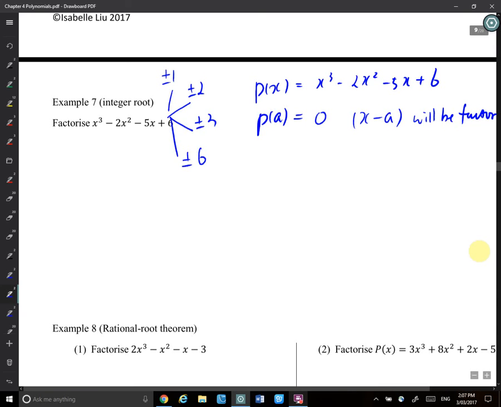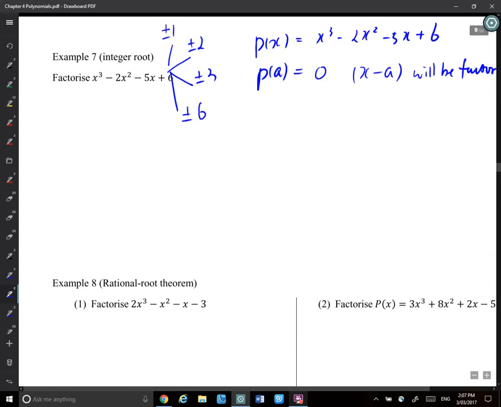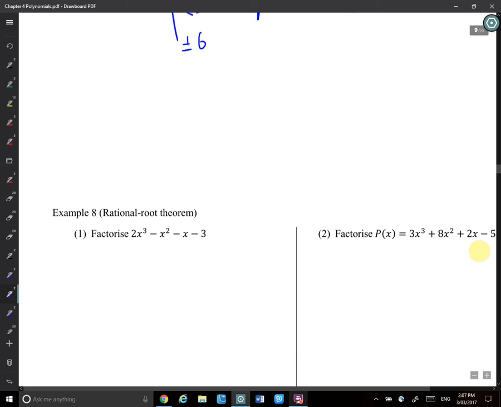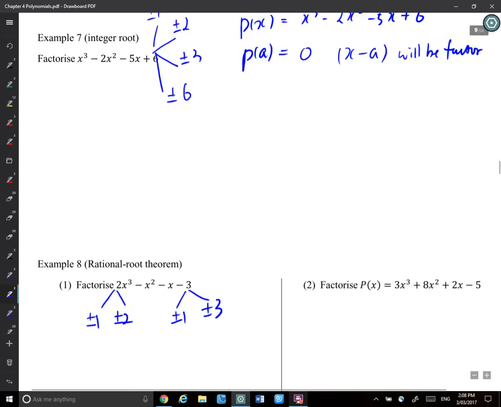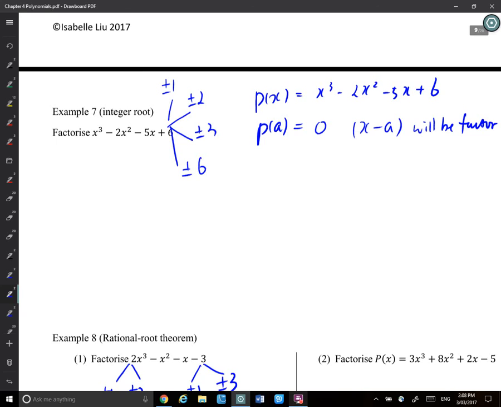Also, if you have a number other than 1 for the leading term, you also factorize that. For example, the bottom one: plus or minus 1, plus or minus 2, and plus or minus 3 are worth trying. It's the leading term and the constant term. Find the factors of the coefficients, and those are the numbers you're looking for. You're not going to try 4 for that question, it's not going to work. It must be one of the numbers here.